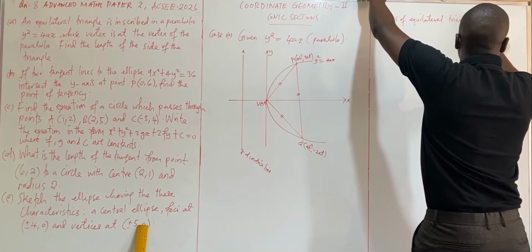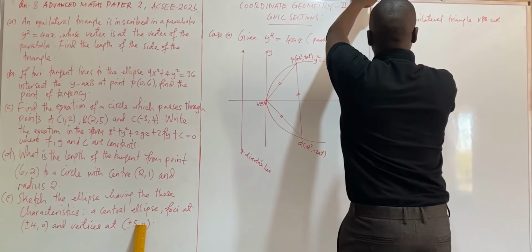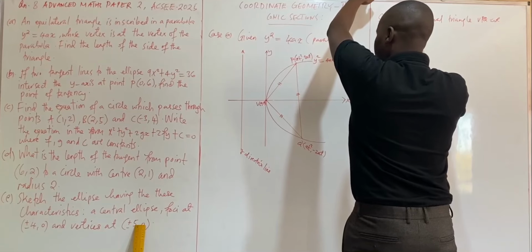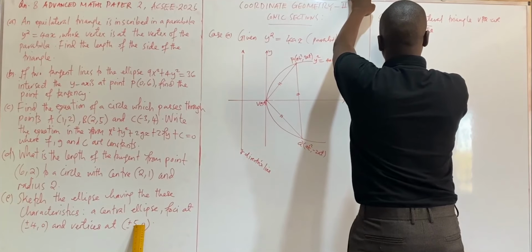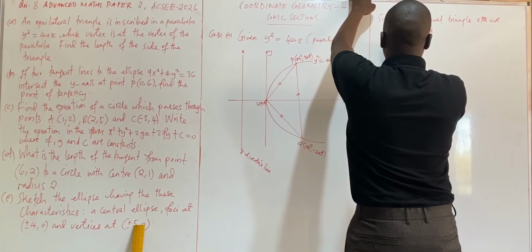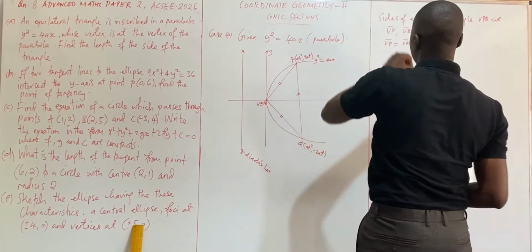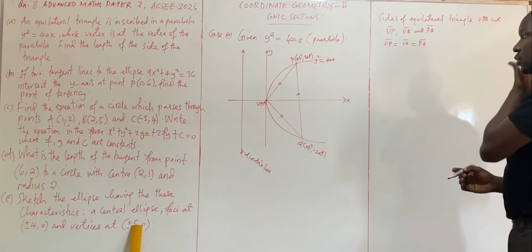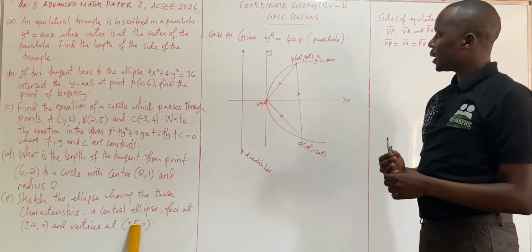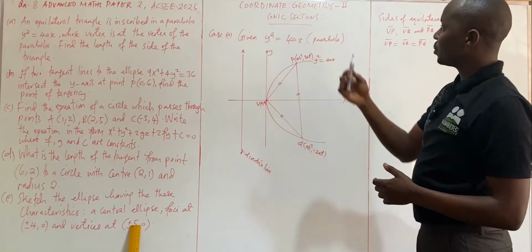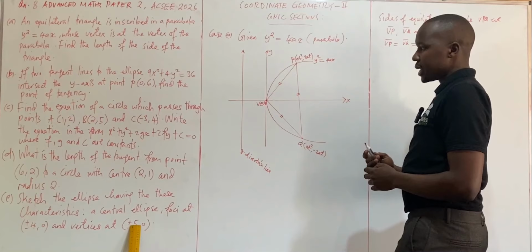So for equilateral triangle VPQ, the sides are VP, VQ, and PQ. It means VP equals VQ in length, equals PQ in length. Now we need to know the length of one side. Because we have the points, we can apply the distance formula in coordinate geometry to find the length of one side and the other.